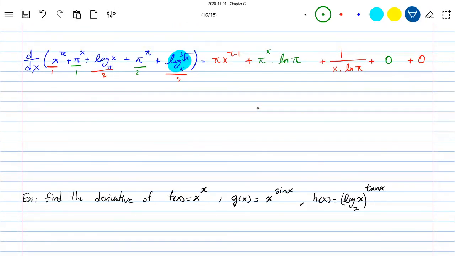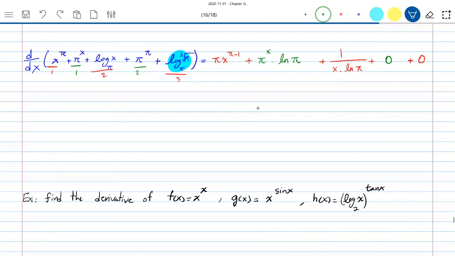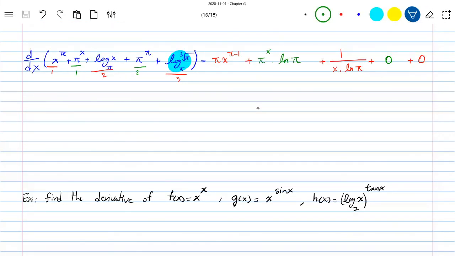Okay, so these are the derivatives. Integrals are simple. I'll do an integral at the end as well, but the integrals are the easiest ones. Okay, find the derivative for these specific functions: x to the power x, g to the power g, x to the power sine x, log x base 2 to the power tangent x. I'm going to do each one separately.